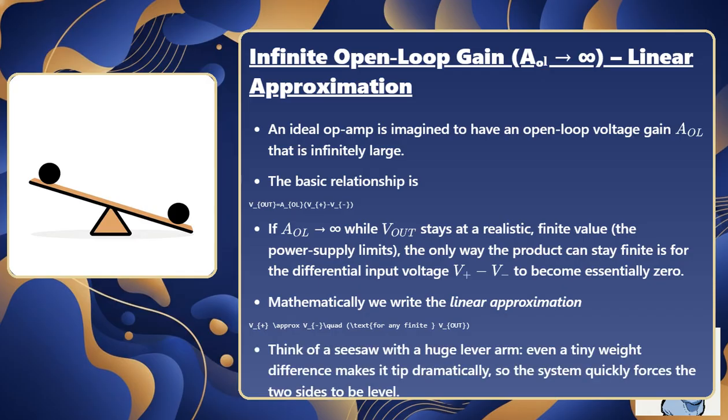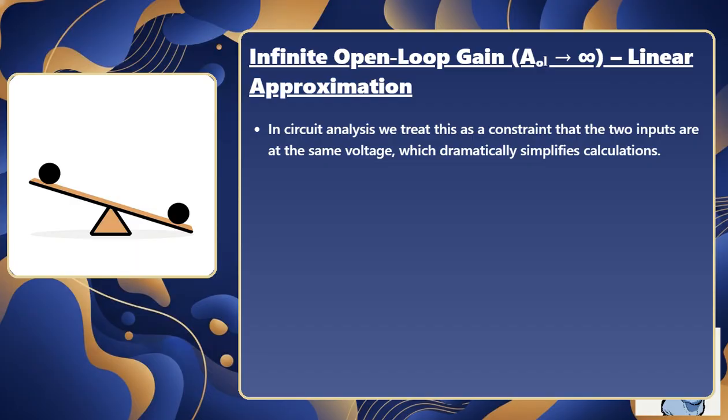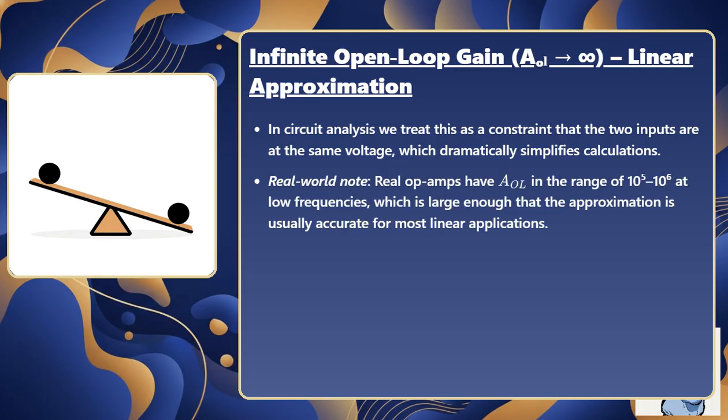Think of a seesaw with a huge lever arm. Even a tiny weight difference makes it tip dramatically, so the system quickly forces the two sides to be level. In circuit analysis, we treat this as a constraint that the two inputs are at the same voltage, which dramatically simplifies calculations. Real-world note: real op-amps have A_OL in the range of 10^5 to 10^6 at low frequencies, which is large enough that the approximation is usually accurate for most linear applications.